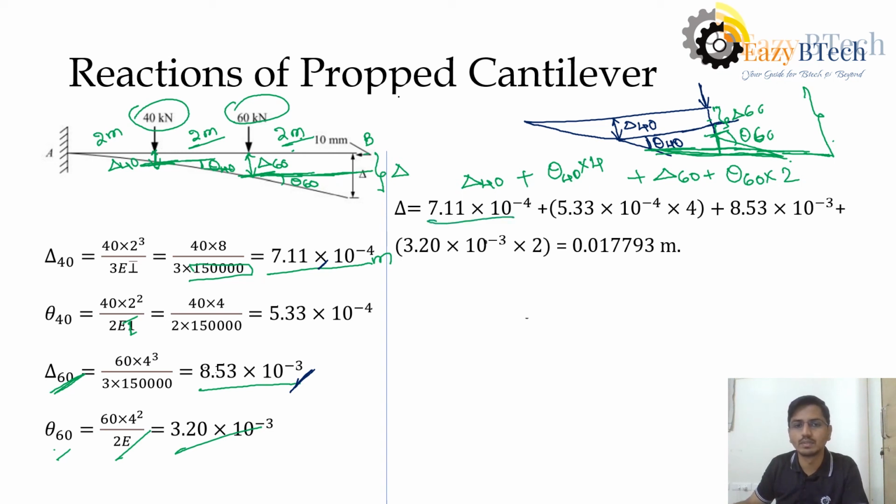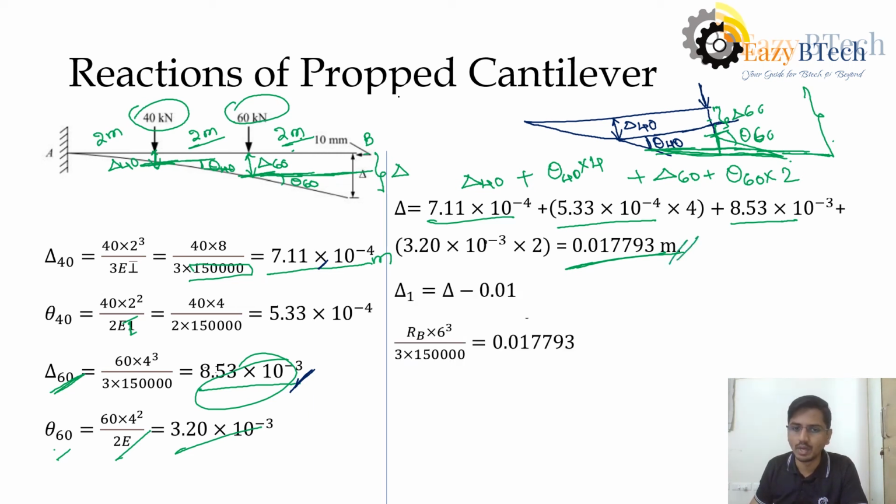So this is what we have done here. This is my deflection due to 40. This is my rotation multiplied with the 4 distance. 40 is at the 4 meter from the support B. Then 8.53, that is nothing but deflection due to 60 here, this one. And 2 into 3.20 rotation into distance. Substituting that, we get 0.0773 meters. Okay, now this is done.